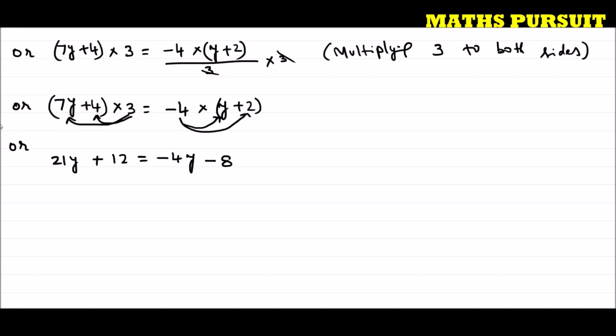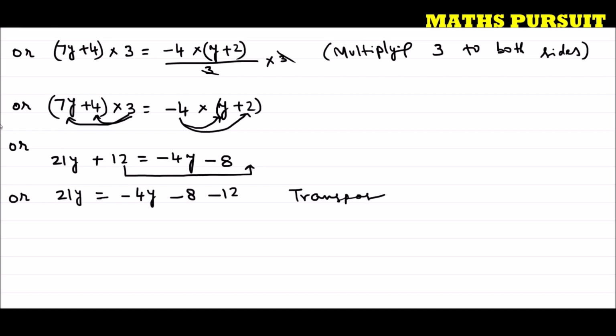What can I write now? I can write 21y is equal to minus 4y minus 8 minus 12. What I have done here, I have moved this plus 12 from left hand side to right hand side. That means transposing plus 12 from left hand side to right hand side.